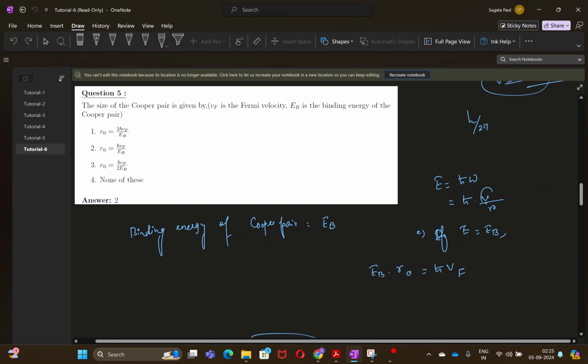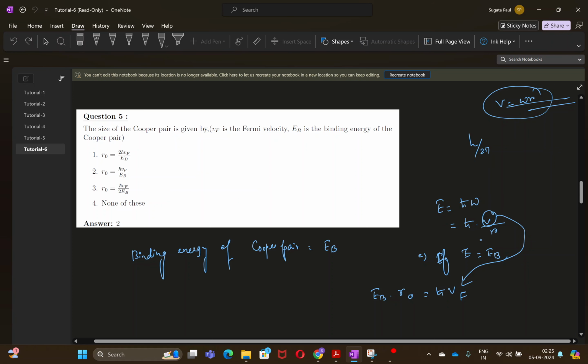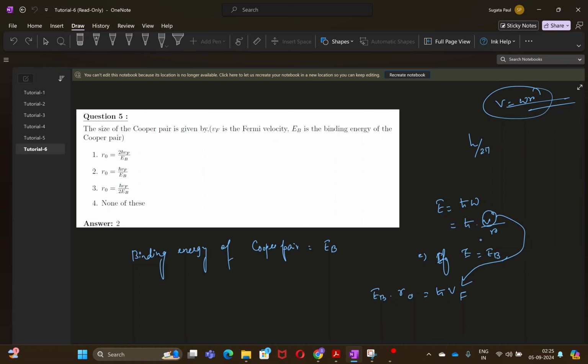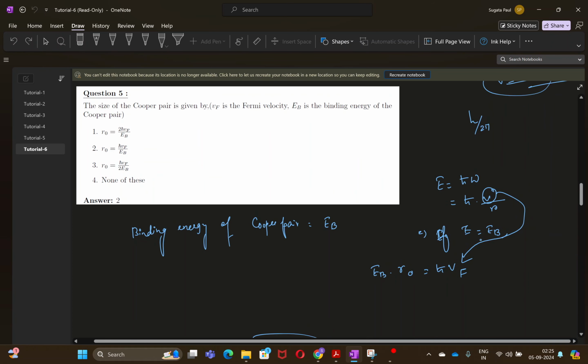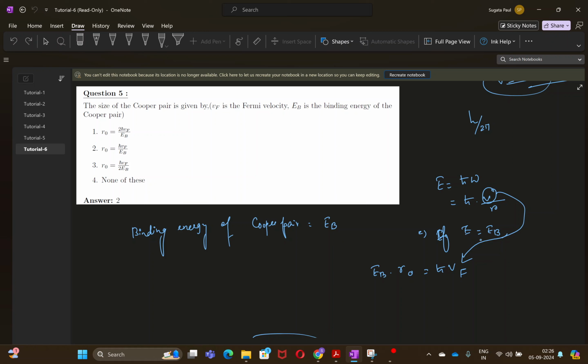In this case, we use the velocity as the Fermi velocity because the electrons that are capable of forming the Cooper pair are all within plus minus h cut omega of the vicinity of the Fermi level EF. So you can approximately say that the electrons forming the Cooper pair have a velocity that is much closer or approximately the same as the Fermi velocity Vf. That is why you replace it by Vf, and r naught is the effective size of the Cooper pair.